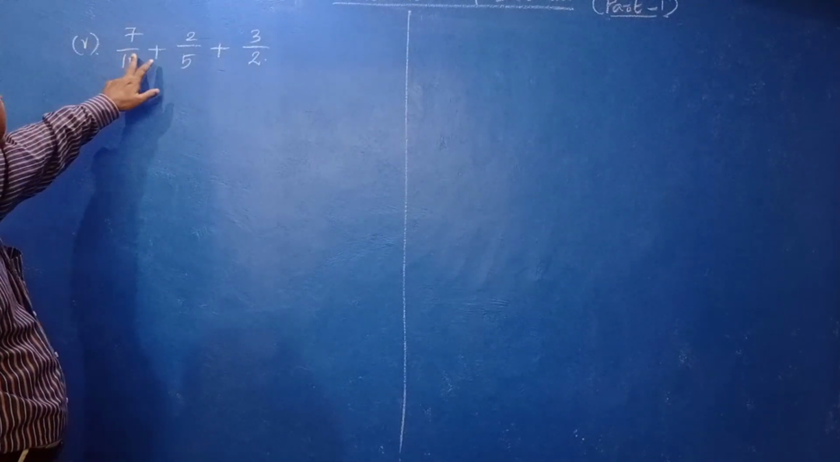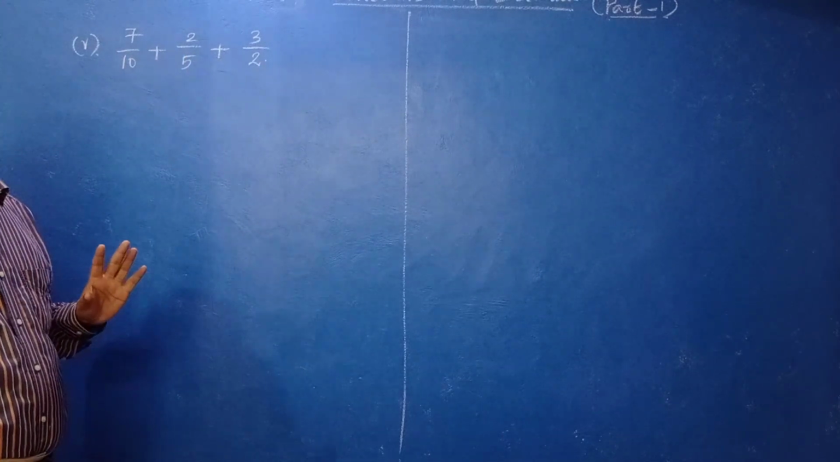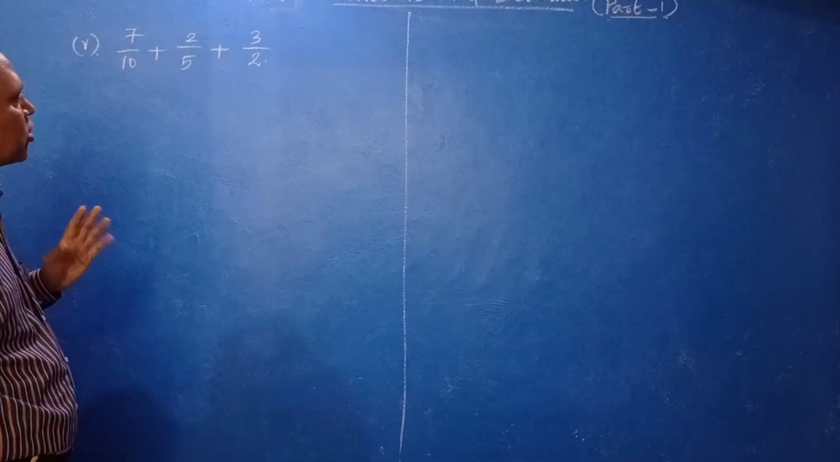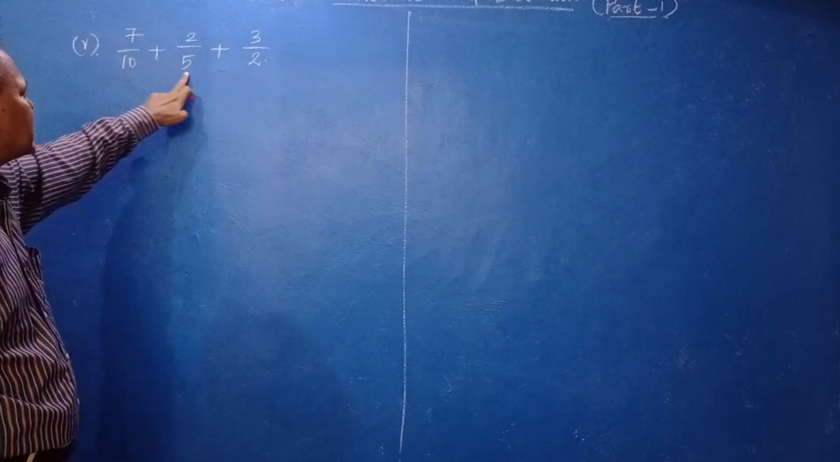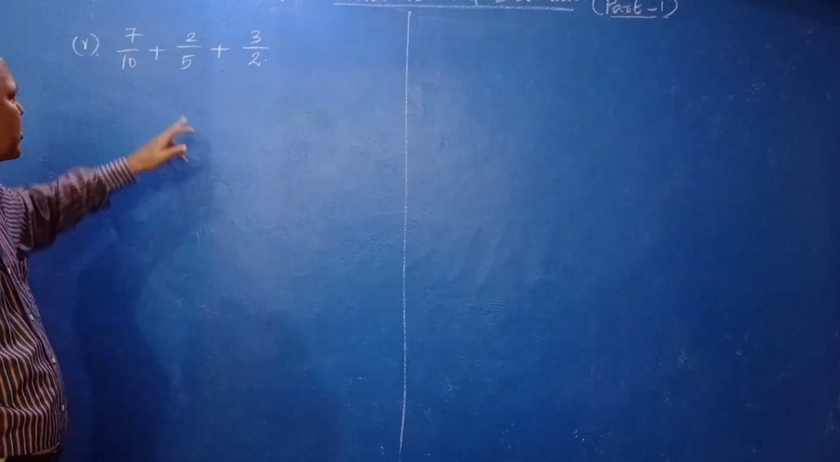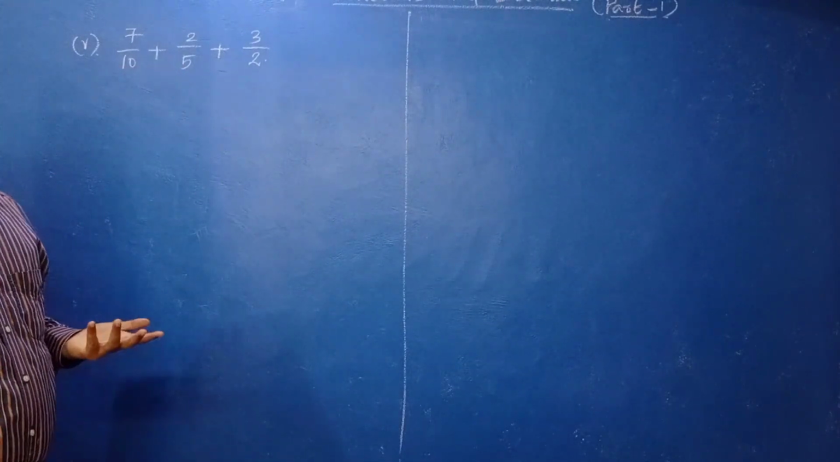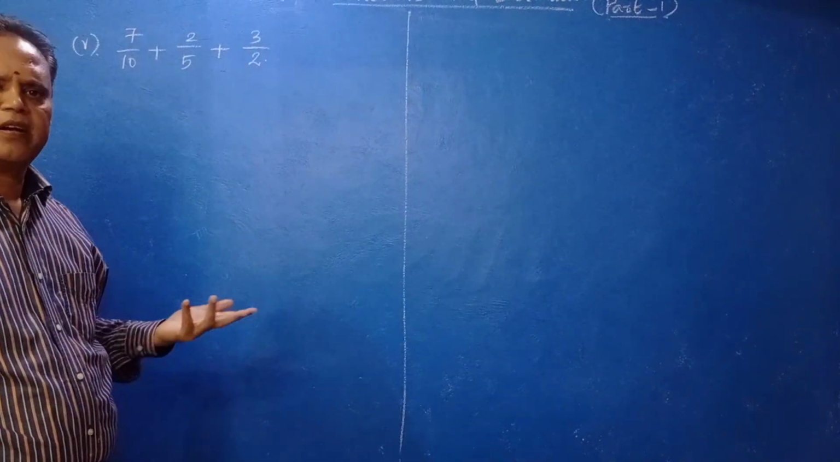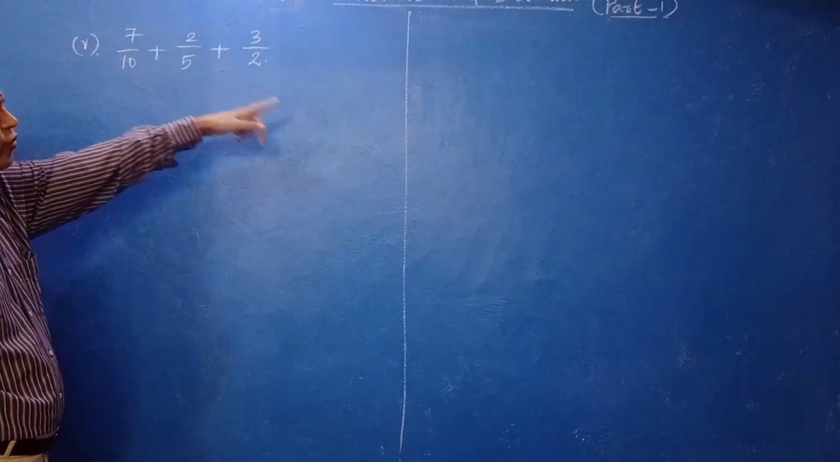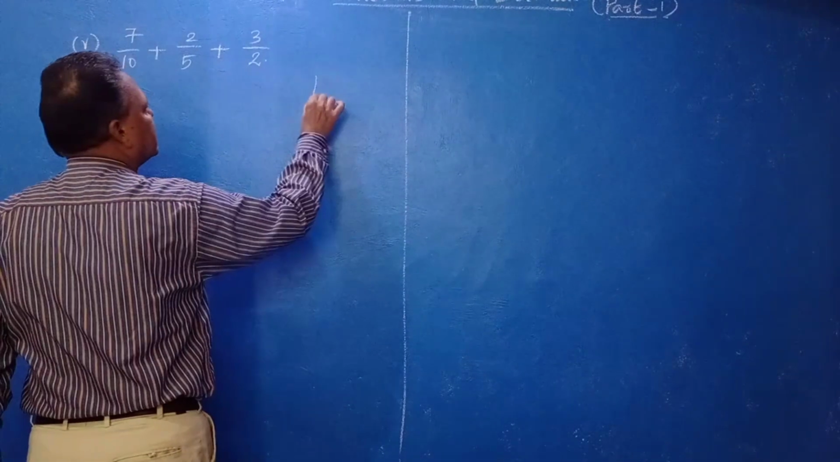You see this problem, 3 fractions are given. So how to add when they give 3 fractions? Very simple, just take the LCM. On seeing the denominator, immediately we can tell what the LCM is. LCM is 10. Clear? If you don't know, you can find it out. Like this you can find out easily.